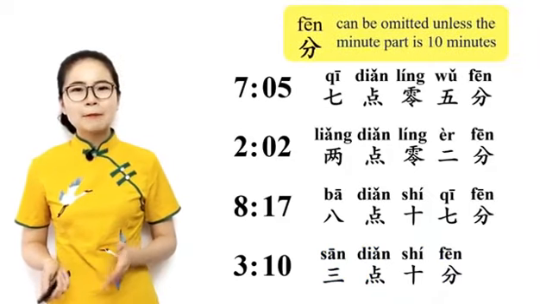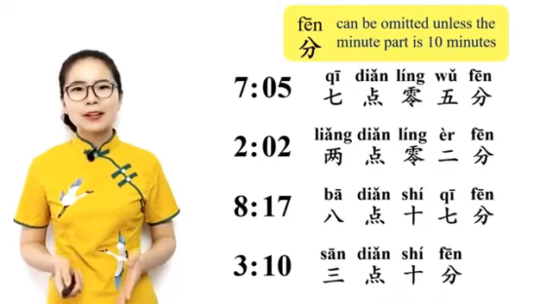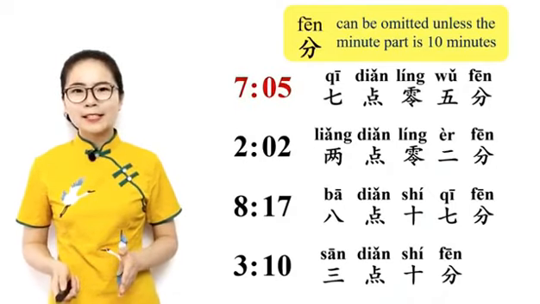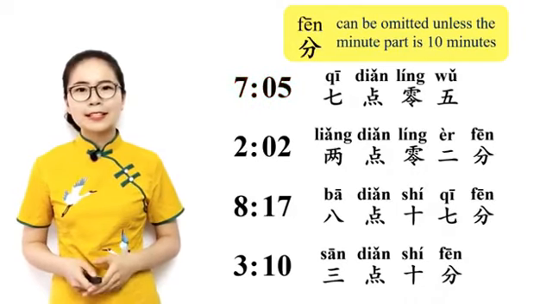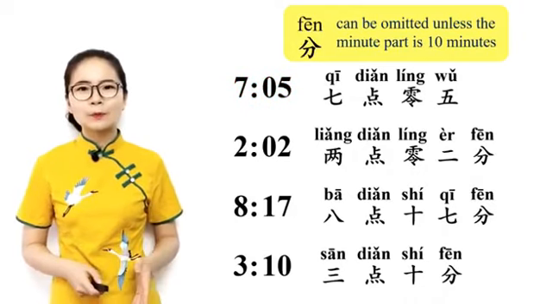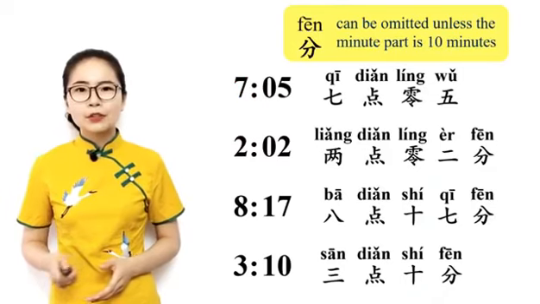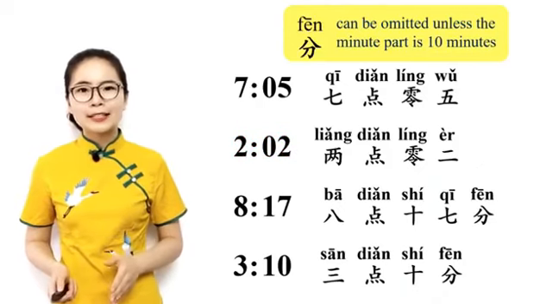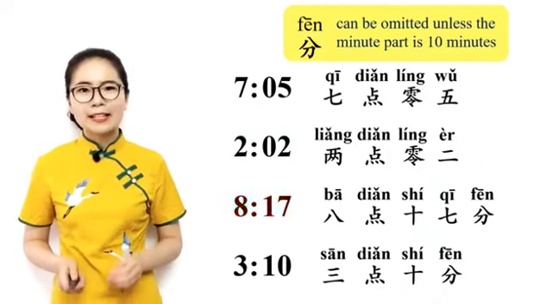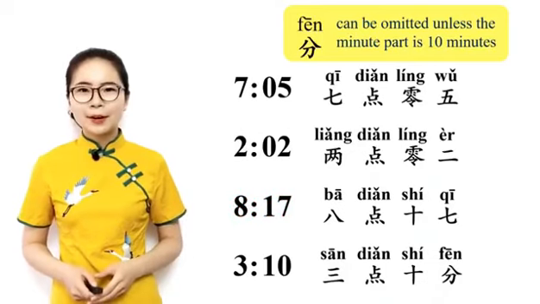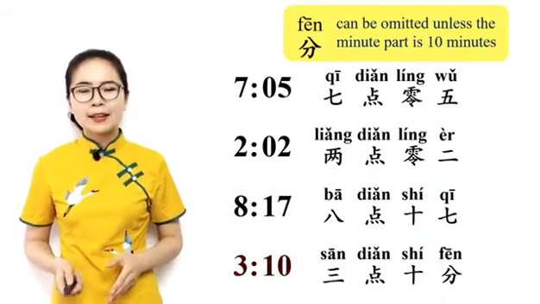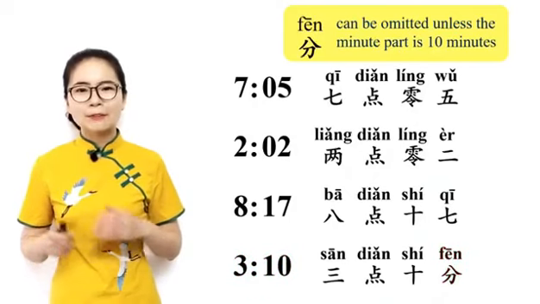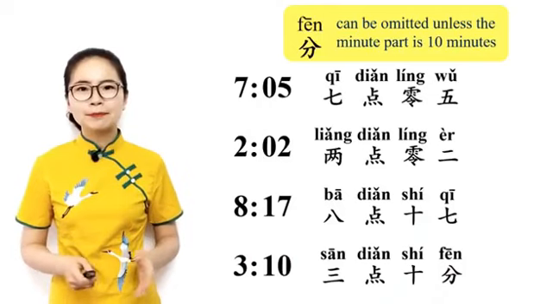When telling the time, 分 can be omitted unless the minute part is 10 minutes. So for 7:05, the minute part is 5 minutes, so I could omit 分 and just say 7点05. This is also the case for 2:02 since the minute part is 2 minutes, and for 8:17 where the minute part is 17 minutes. However, in the case of 3:10, the minute part is 10 minutes, so 分 cannot be omitted. You have to say 3点10分.